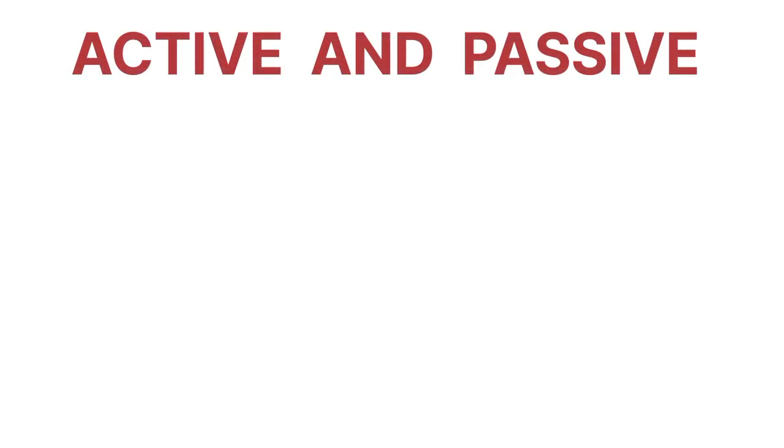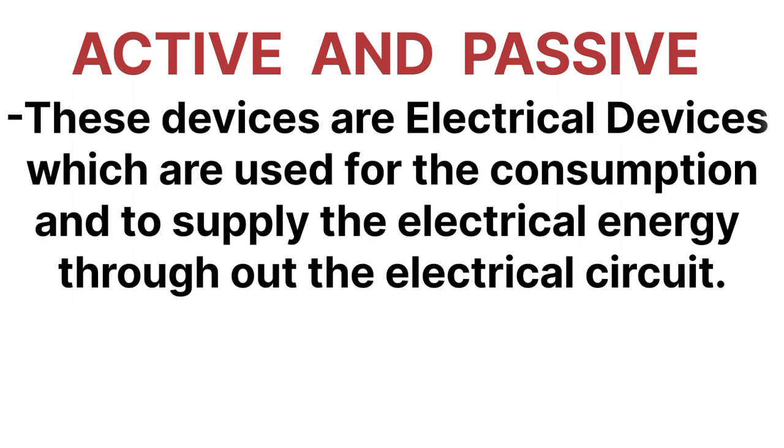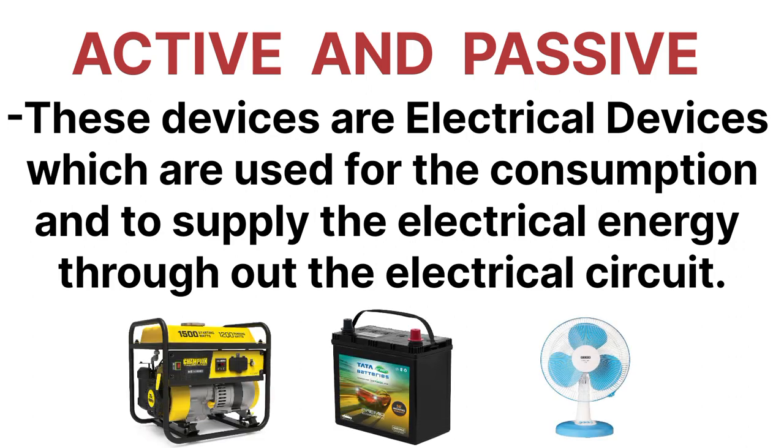So these devices are generally electrical devices. First of all, you have to know about this, which are used in the electrical circuits for the consumption or to supply the electrical energy throughout the circuit. You can remember these things. What is the purpose of active and passive devices? These electrical devices are generally used in the electrical circuit for the consumption of power supply or to supply the electrical power to the load. Both of these are possible by means of active and passive devices. Okay, so let's see one by one what the active and what the passive devices are.